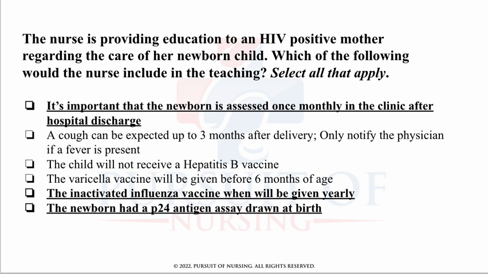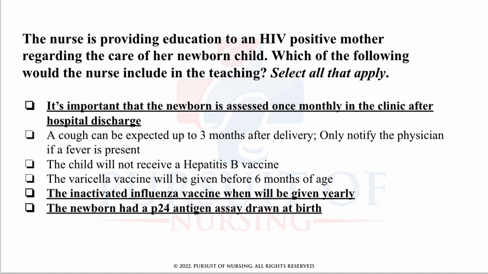Immunizations against common childhood illnesses are recommended for all children exposed to or infected with HIV. So the inactivated influenza vaccine is usually given IM. That will be administered yearly. The Hep B vaccine is administered according to the recommended immunization schedule.